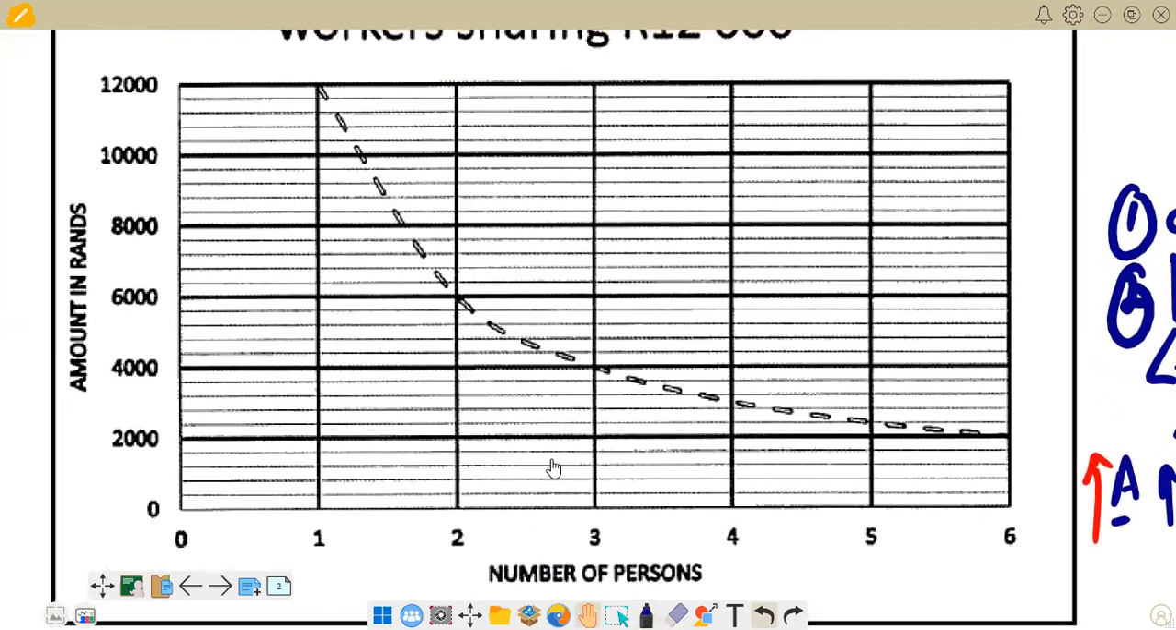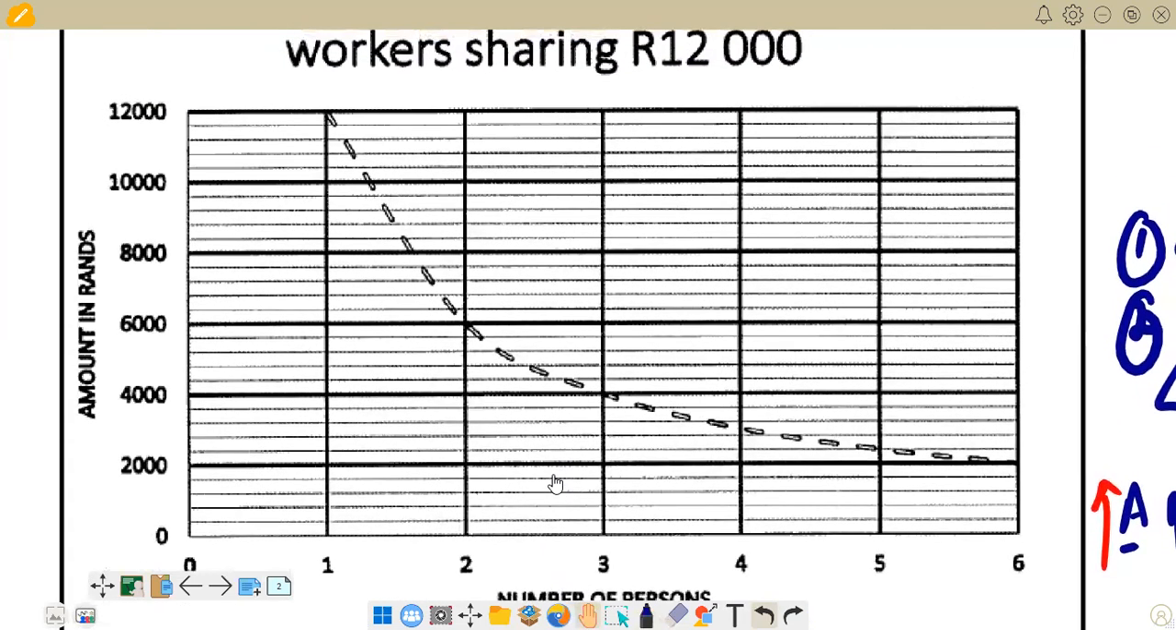The formula that we are going to deduce is the formula that leads us to the values. If we have a number of persons on the horizontal axis, like 2 here, it corresponds to an amount in rands of 6,000. We go to 3, and 3 corresponds to 4,000. So how we are getting these figures is the equation that we need to deduce.